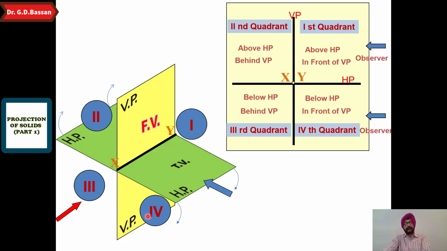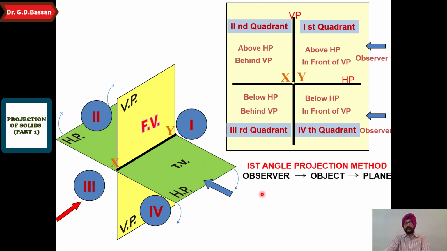So you cannot identify which line you have drawn for the front view and which line you have drawn for the top view. That is why we are not adopting the method for the second and fourth quadrants, and that is why it has been universally accepted that we use the first angle and the third angle projection methods.